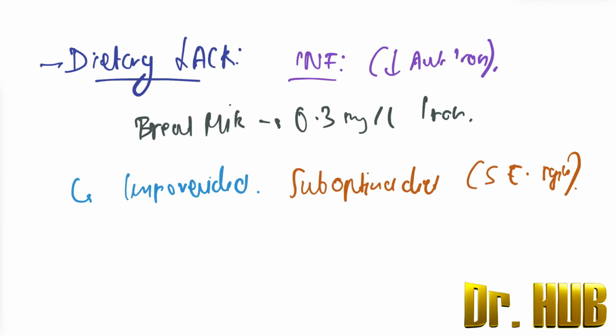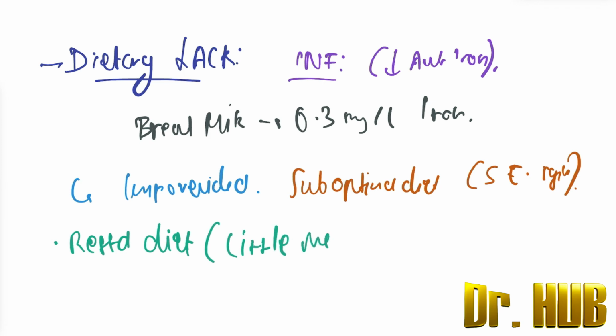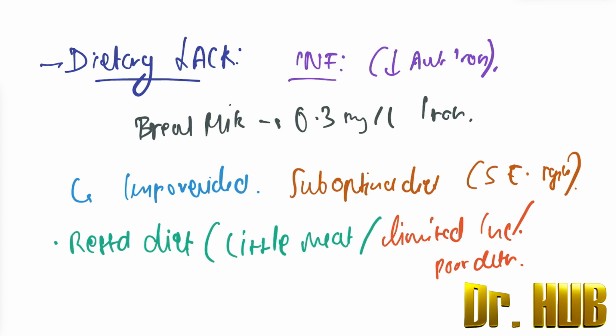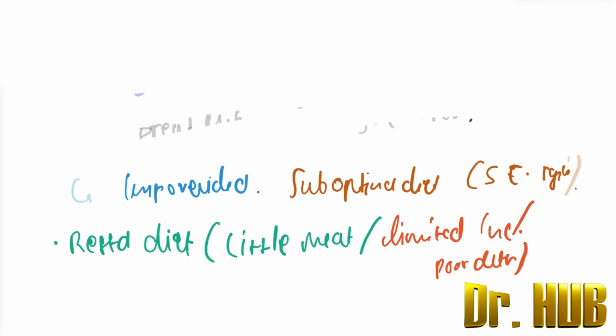Then older adults who have a restricted diet with little meat, and this is because of limited income and poor dentition. Next, under the dietary lack, it may be due to teenagers who subsist on junk food.